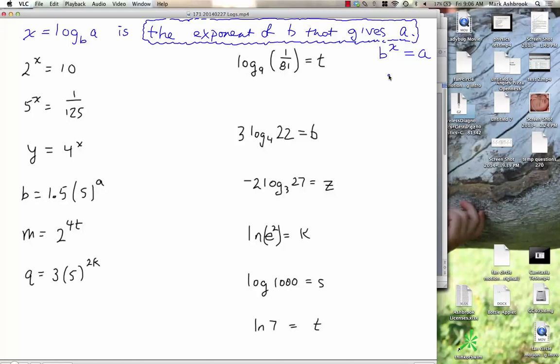So I could say X equals what? Log base 2 of 10. X is the exponent of 2 that gives 10. Therefore, X is the log base 2 of 10. So you're practicing this meaning and rewriting every one of these in a different form. Go. Some of them will require that you do something first, a preliminary step, before you can make the switch.